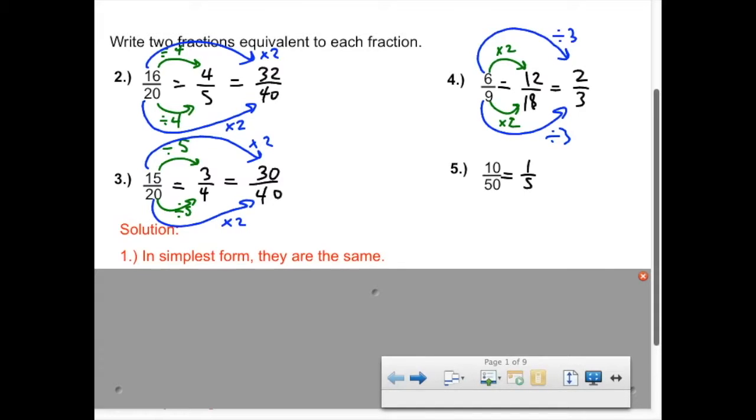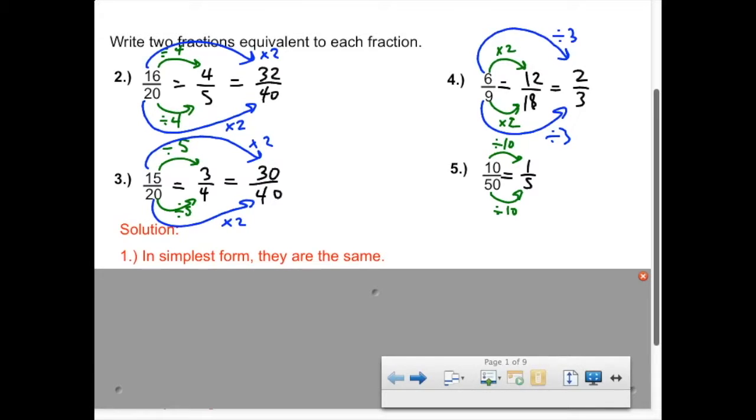Okay, because the numerator and the denominator, the GCF is what? 1. The only common factor is 1, so that's simplest form. And you can verify that with the other ones, too. So, Miriam, what did I do to go from 10/50 to 1/5? Divide both the numerator and denominator by 10.